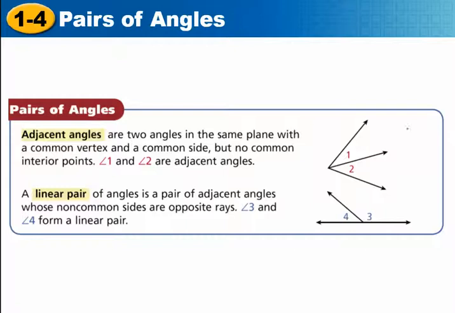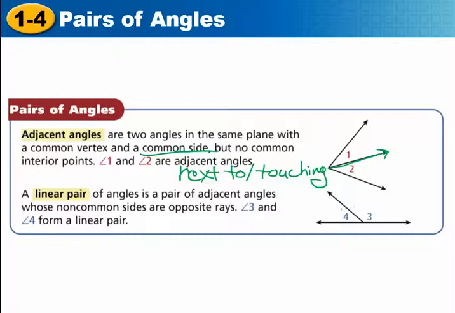Our first two that we're going to look at is adjacent angles. Adjacent angles is when you have two angles in the same plane that have a common vertex. Right here is their common vertex, and they also have a common side. So that ray there is shared between angle 1 and angle 2. So those are called adjacent angles, basically next to each other, and they're touching as well. They have a shared side, a common side.